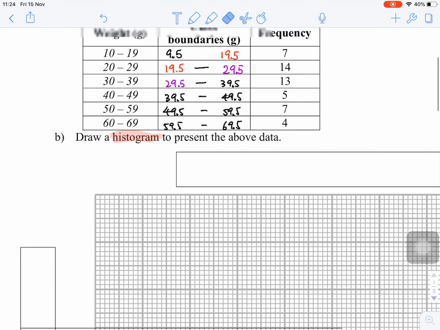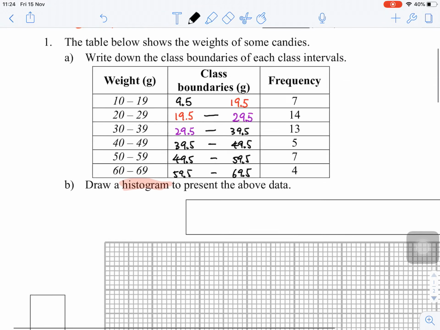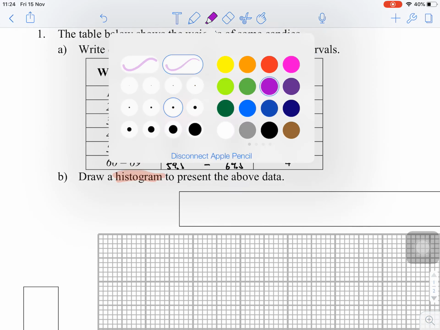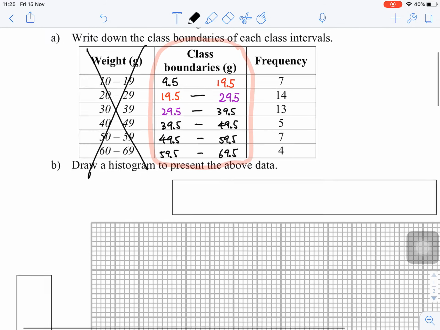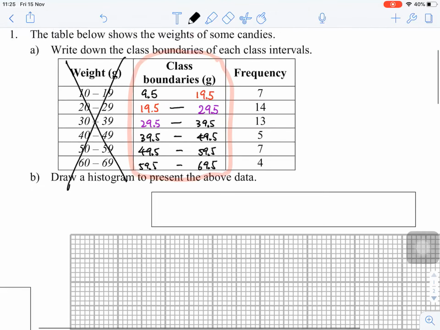Use a histogram to present the above data. Now remember, when we're using a histogram, we can use class boundaries for the histogram, but not the class intervals. Okay, using class boundaries only. So right now we consider the histogram.